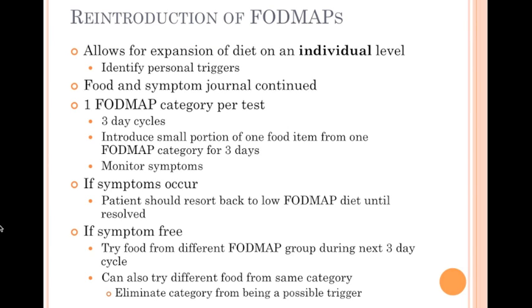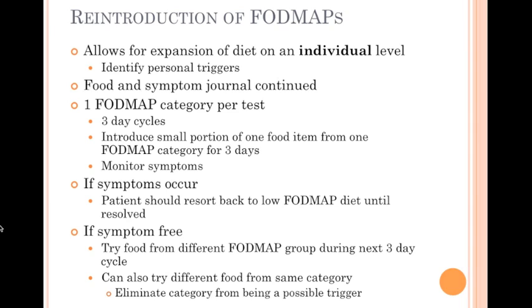The reintroduction of FODMAPs is highly individualized. This phase will help to identify personal triggers and facilitate expansion of the patient's diet. The patient should continue with the food and symptom diary or journal, especially during the reintroduction phase. A small portion of food from one category should be reintroduced once daily for 3 days, and the patient should monitor and record any symptoms. If symptoms occur, the patient should return to a low FODMAP diet until symptoms resolve.